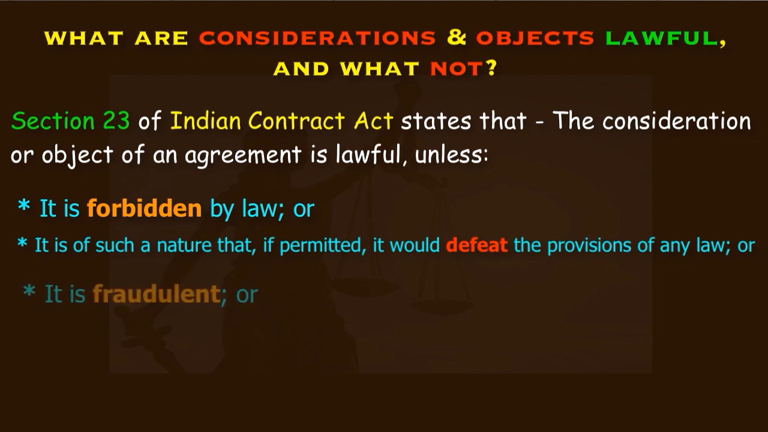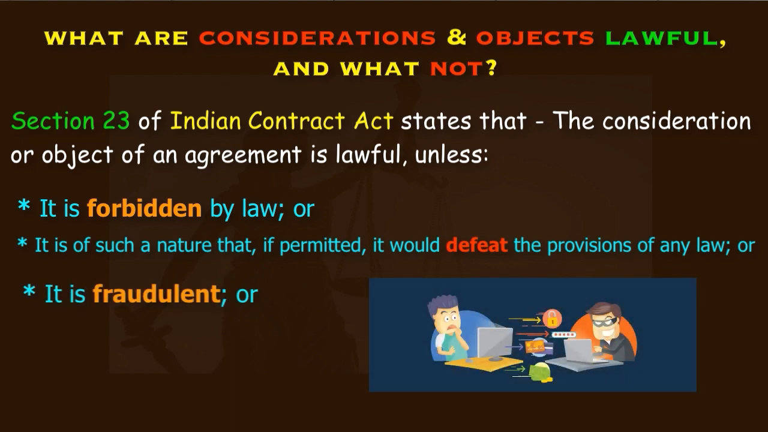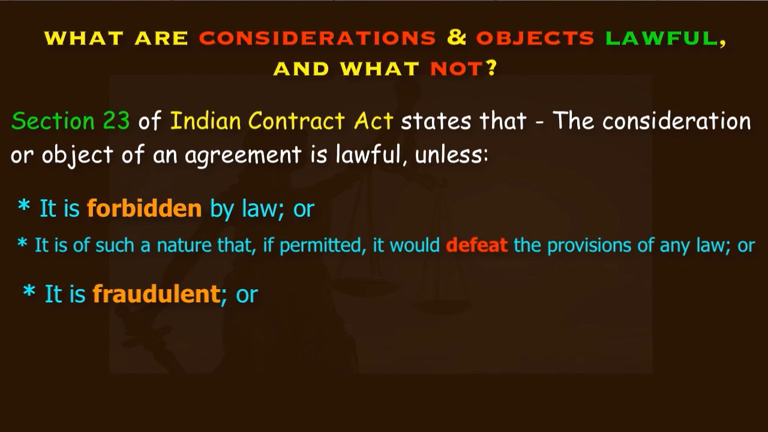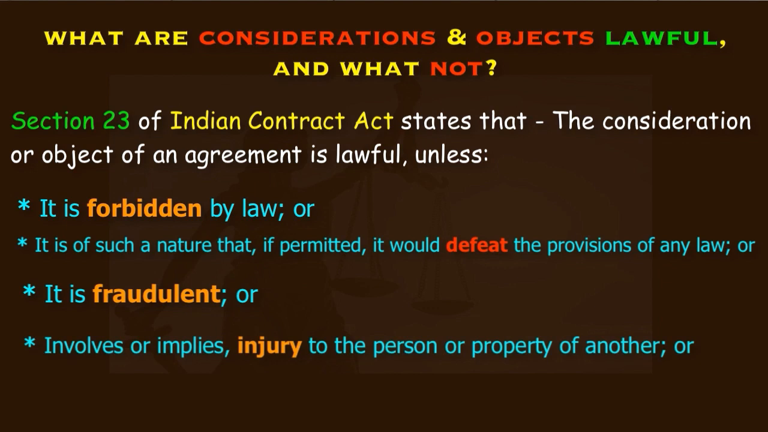Next one is, it is fraudulent. Fraudulent means the kind of item that does not have genuineness or authenticity. Next one is, it involves or implies injury to the person or property of another. So if it is such in nature that it injures another person or others' property, even then it is unlawful.